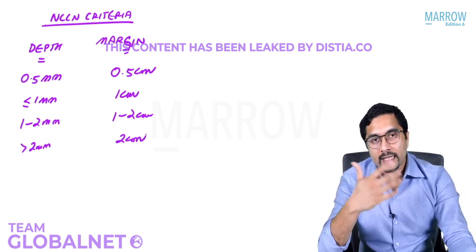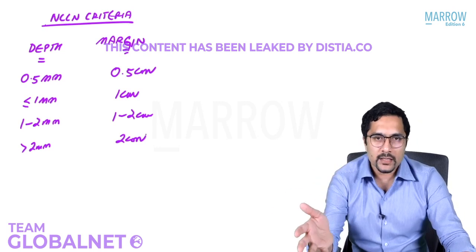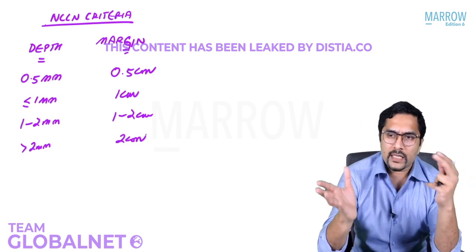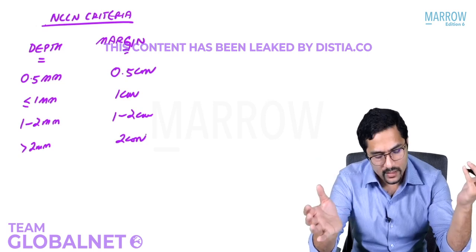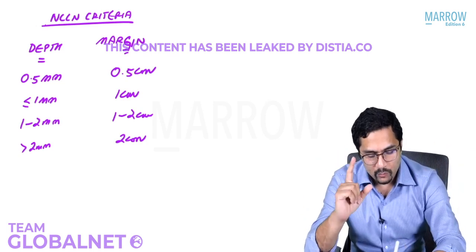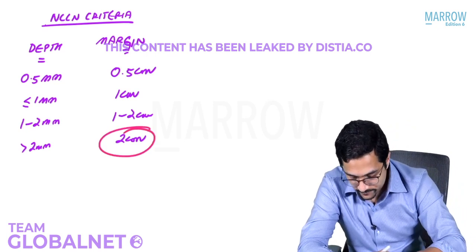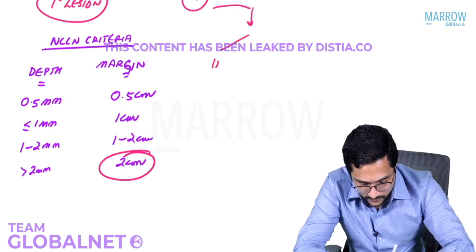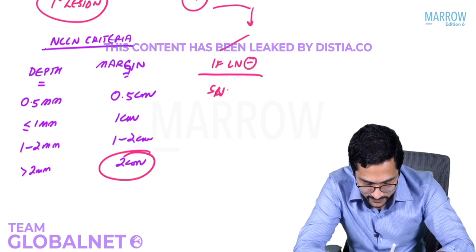Clearly, books have written, NCCN guidelines have also written that more than a 2 centimeter margin does not reduce the LRR. So whether you take a 2 centimeter or a 3 centimeter margin, the locoregional recurrence rates would remain similar. So that is why even if the depth is more than 2 millimeters, a 2 centimeter margin is enough in these patients. Lymph nodes. If lymph node is negative, we carry out a sentinel lymph node biopsy.